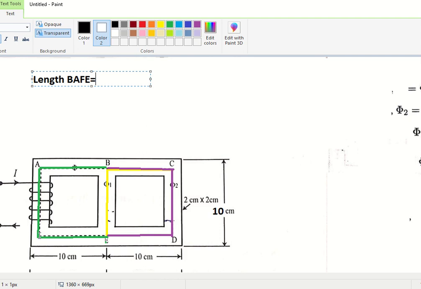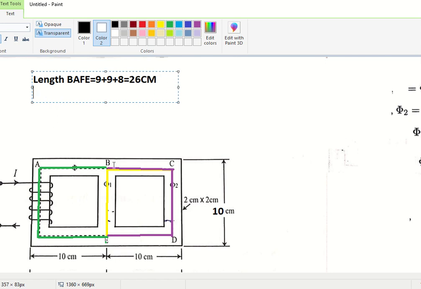So it is 9 centimeter, 10 minus 1. Okay. Here also 9 centimeter. So 2 portions, 9 plus 9. Then this distance total is 10. Here 2 omitted, 1 omitted, here also 1. Total of this distance is 2. So 1, 1, so plus 8. So what is the total value? 26 centimeter. Okay, this is the length BAFE.